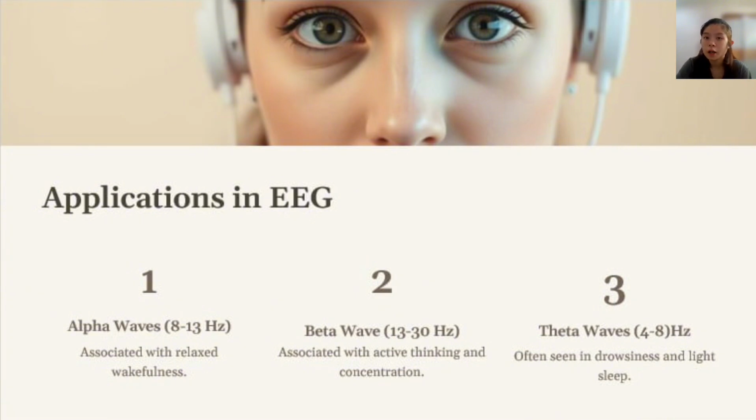For example, alpha waves are commonly associated with relaxed wakefulness, while beta waves are associated with active thinking and concentration. Theta waves are often seen in drowsiness or light sleep.